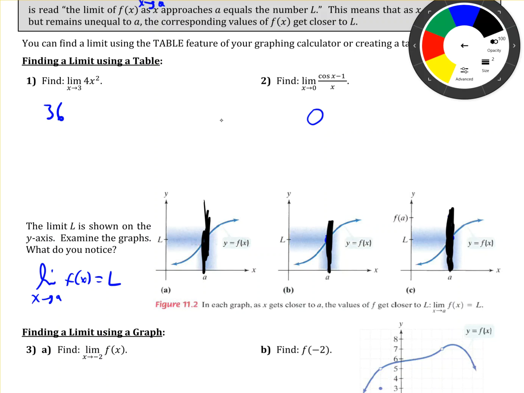In the first one, it's defined at a. In the second one, it's not defined at a. In the third one, it's defined at a, but it's not continuous. It's somewhere else. But in all those cases, the limit is the same. So the key thing to keep in mind is, again, it doesn't matter what happens at the point. It only matters what happens near the point.